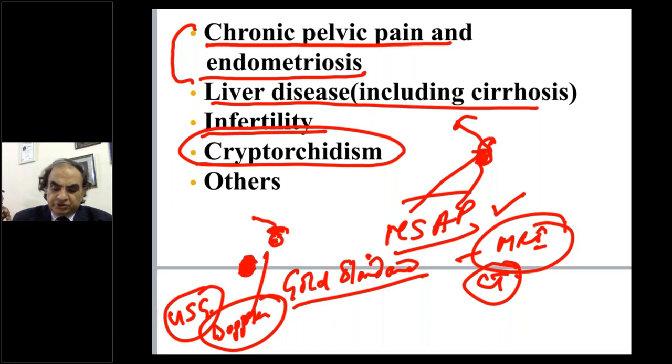The other chronic conditions include pancreatitis, acute pancreatitis also, but chronic pancreatitis also. And also conditions like non-specific pain abdomen. I'm repeating that, but that's important.